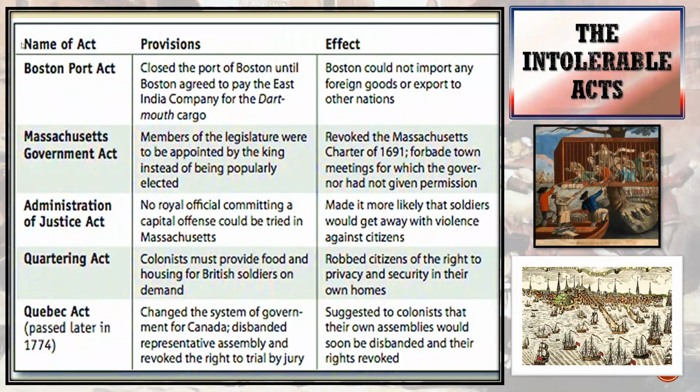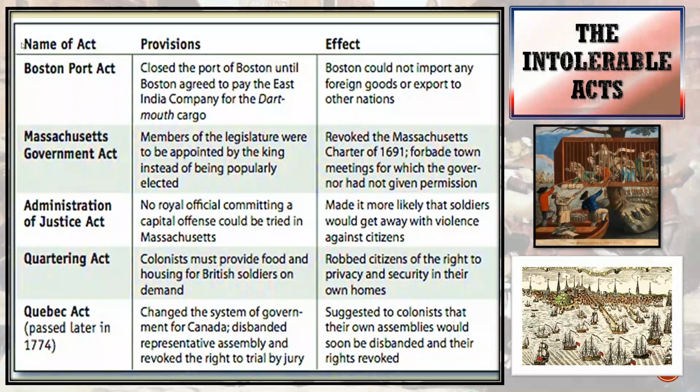The Quartering Act, obvious, right? This is a violation of the Bill of Rights. Colonists must provide food and housing for British soldiers on demand, and it robs citizens of the right to privacy and security in their own homes. Your home is supposed to be your castle, not according to the Quartering Act.